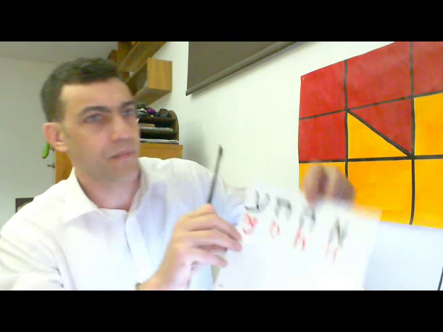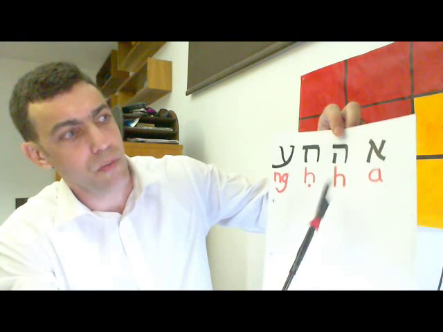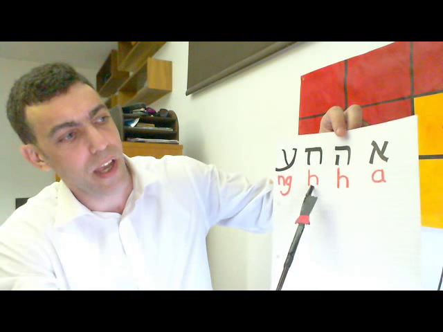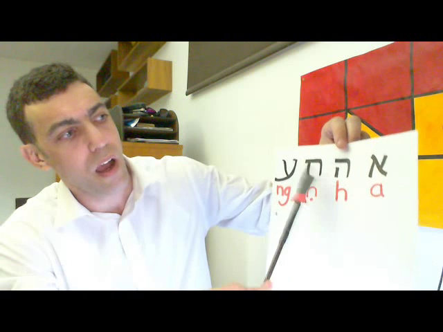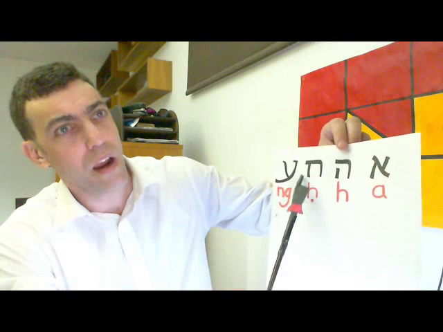So here we have it. And we write it in our transliteration with an H and a dot underneath it. So a, ha, a, ha.